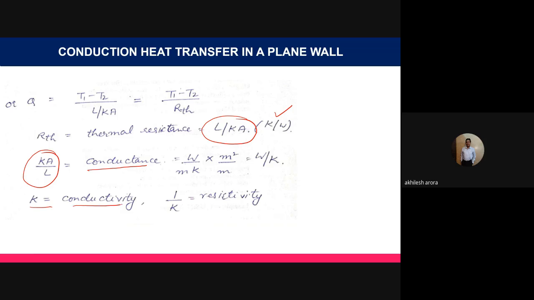K is the conductivity, and 1 by K is known as resistivity. The unit of K is watt per meter Kelvin, so the resistivity will have a unit of meter Kelvin per watt. So you need to remember the units also.